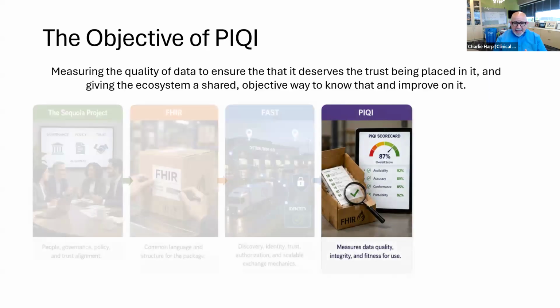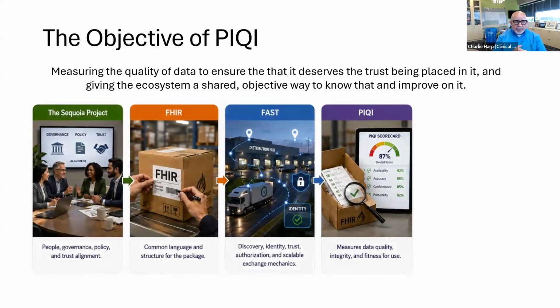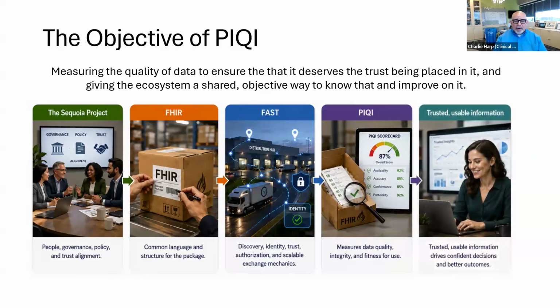If we can plug that into an ecosystem where we have entities like the Sequoia Project, standards like FHIR, collaborations like FAST, and then we evaluate and iteratively improve what we're exchanging with each other, we can get to the point where the view is worth the climb or the juice is worth the squeeze. It really depends upon which metaphor you want.